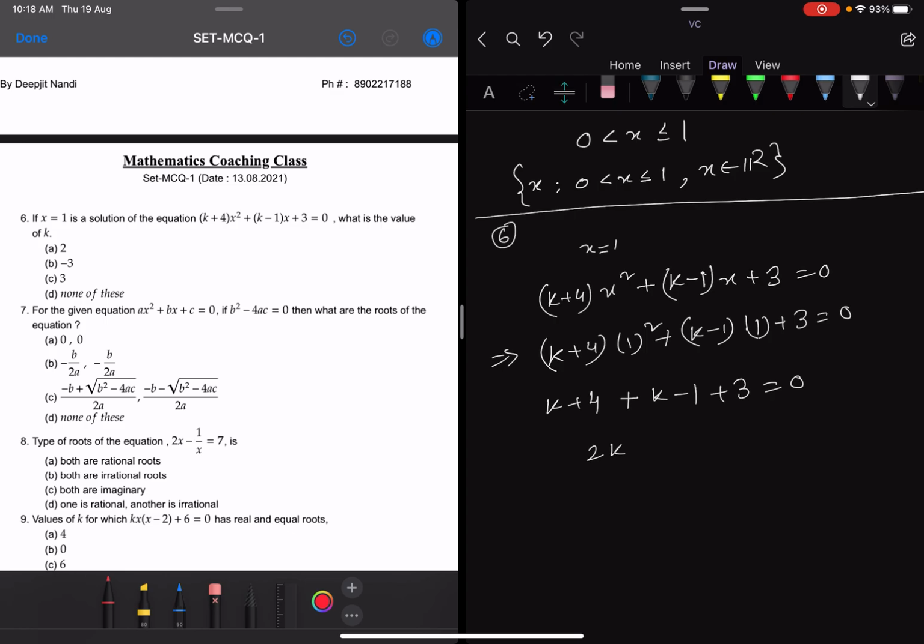That means 2k equals minus 4 plus 1 minus 3. Minus 4 minus 3 is minus 7, minus 7 plus 1 is minus 6. So 2k equals minus 6, k equals minus 3. So k equals minus 3 is the answer. That means this one is the answer.